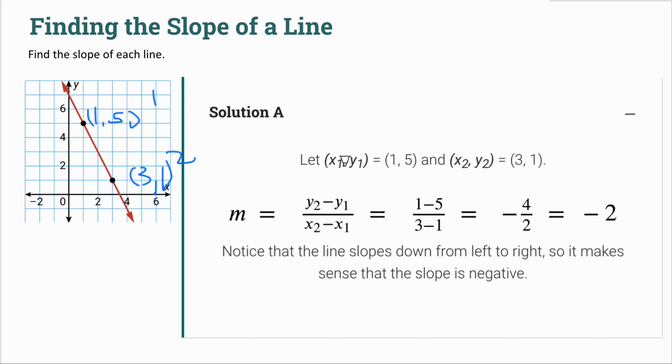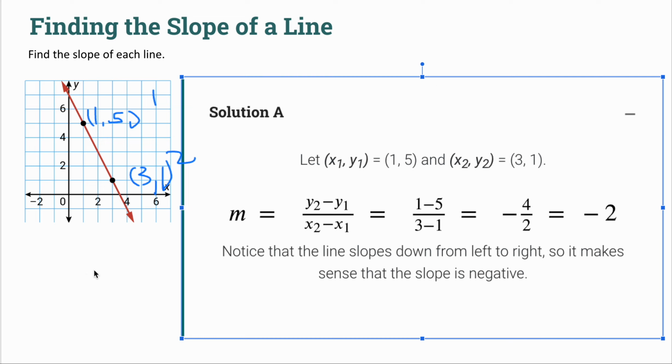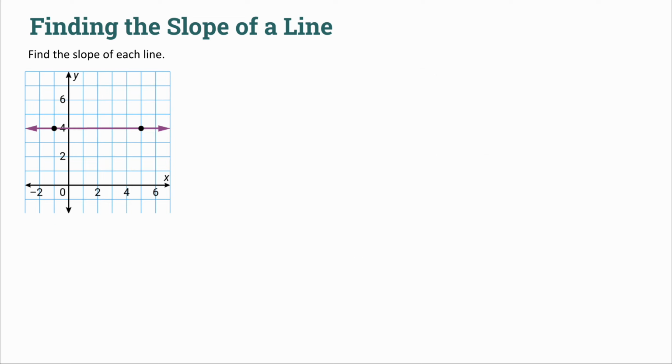And my x1 is 5. There we go. I'm sorry, my y2 is 1 and my y1 is 5. Now my x2, my second x is 3. There we go. First x is 1. So if I subtract this, 1 minus 5, I have a negative 4. 3 minus 1 is 2. So my slope is negative 2. It's going down. Perfect. All right, let's go to the next one and find the slope of this line.